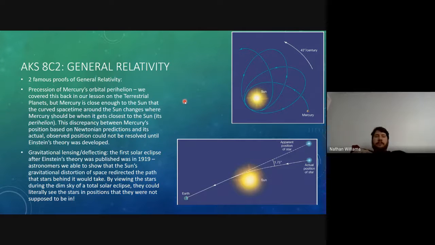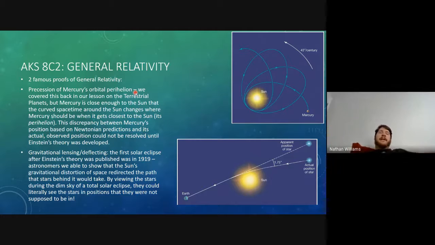And so if you actually calculate using Einstein's equations, not the E equals mc squared formula, but his other equations dealing with general relativity, which we don't really go over or need to, you can end up getting an accurate prediction for Mercury's position. And another effect here is called the precession of Mercury's orbital perihelion.